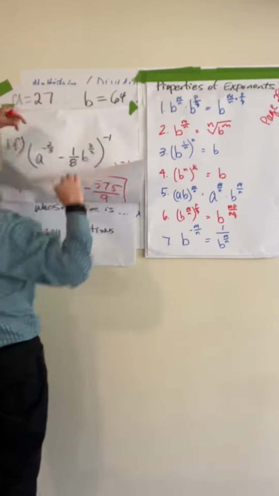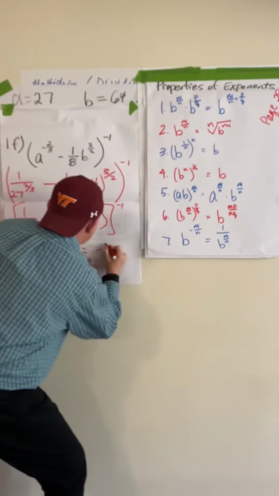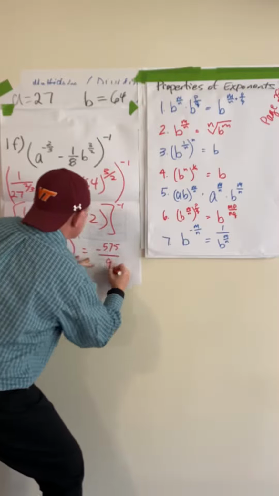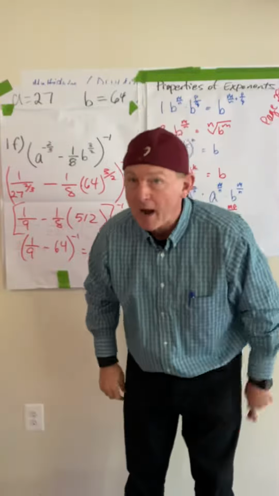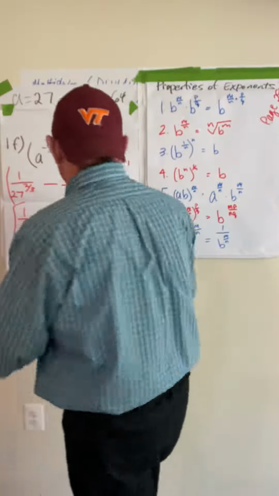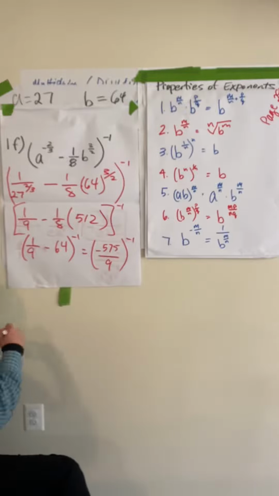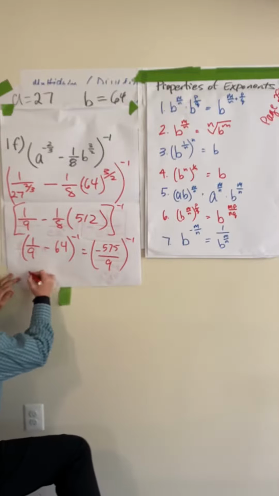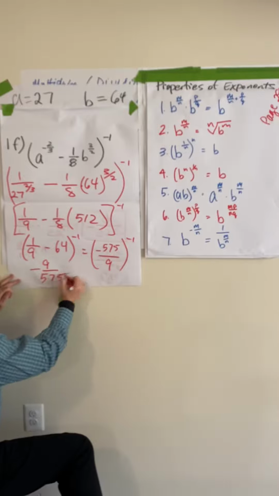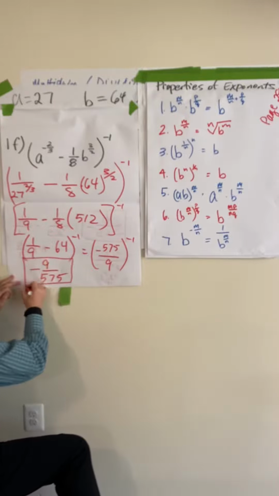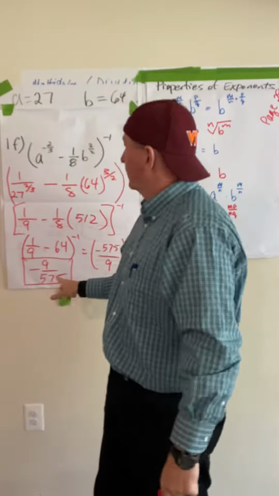So that was 1/9 minus 64, negative 575 ninths. Let's take this down. Negative 575 ninths raised to the negative first power. Raising something to the negative first power means to take the reciprocal of it. Take the reciprocal, flip it. So now the final answer for this one is going to be the reciprocal of negative 575 ninths. In other words, that's going to be negative 9 over 575. And that, my friends, is the answer to letter F.